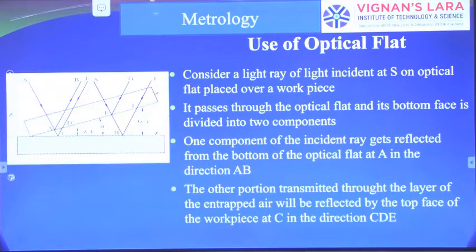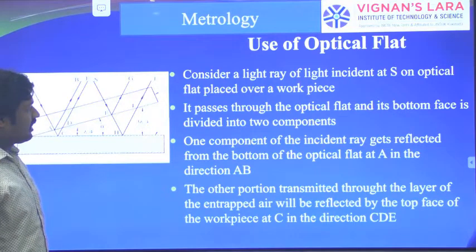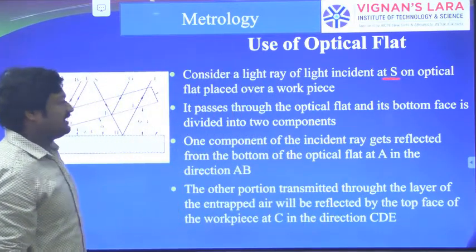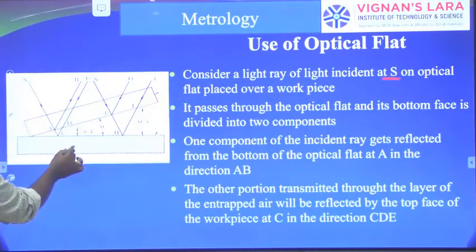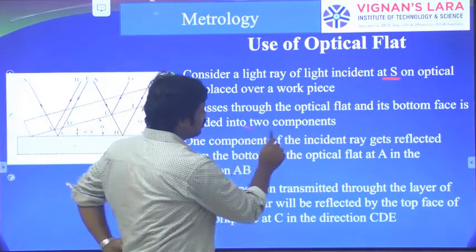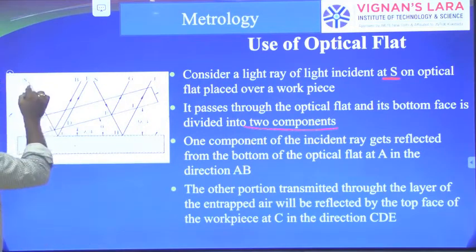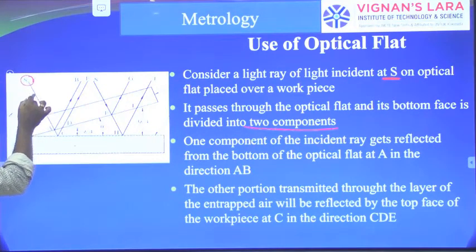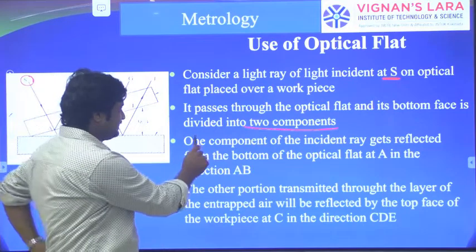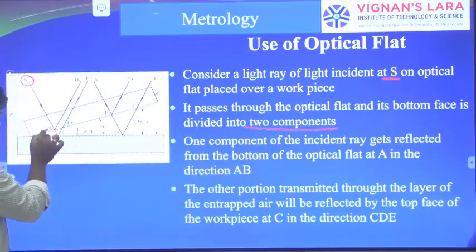Next, consider a light ray incident at S on an optical flat placed over a workpiece. So this is the workpiece and this is the optical flat and S is the light ray. It passes through the optical flat and at its bottom face it is divided into two components. So the light ray S is passing through the optical flat, and at the bottom surface of the optical flat it is splitting into two portions.